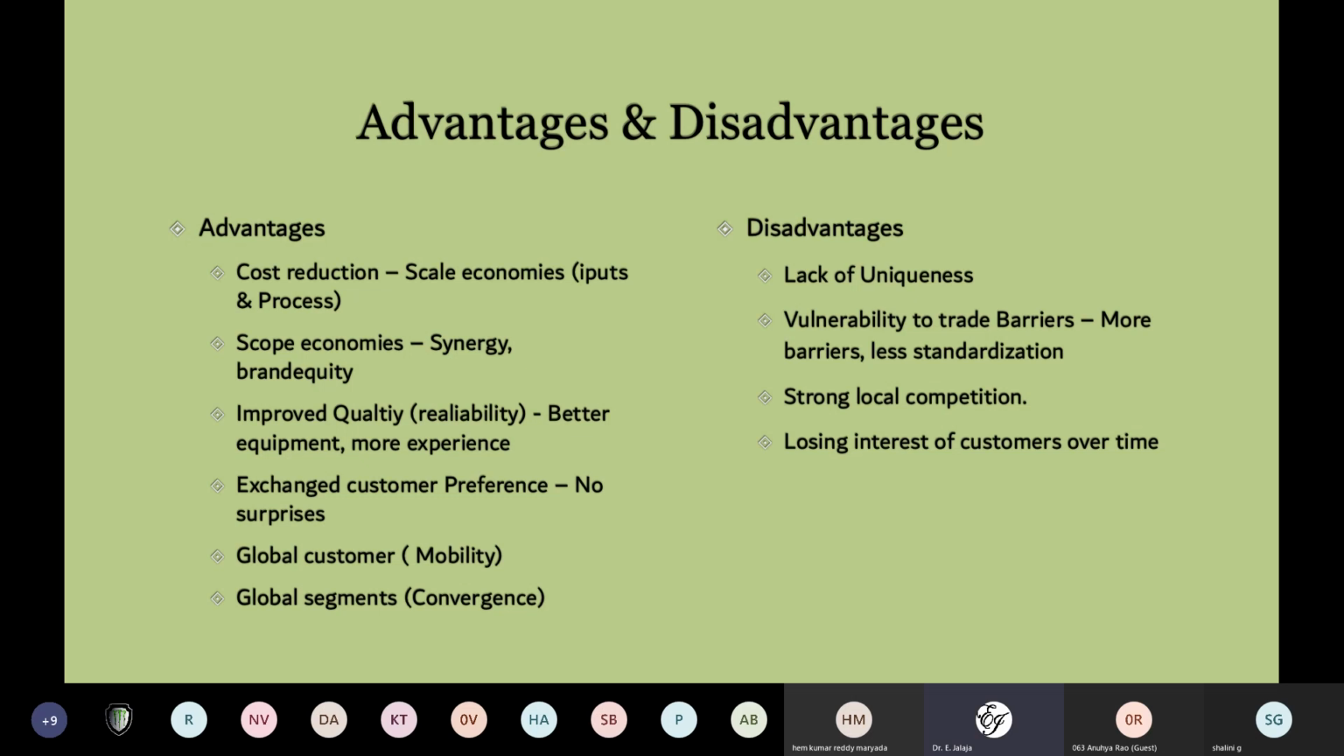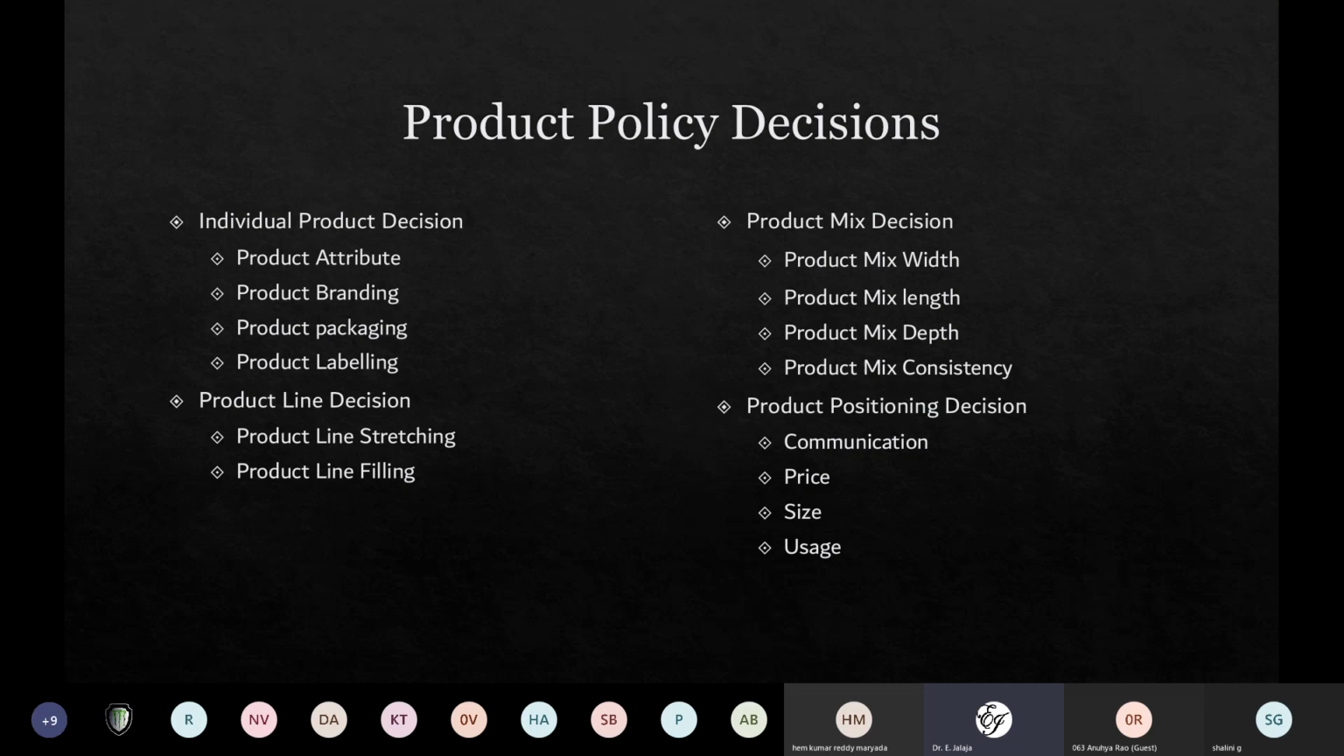And after some time, the customers never will have any sort of interest over your product. They lose the interest. They will be losing interest over a period of time. So these are advantages and disadvantages. Then what to do?